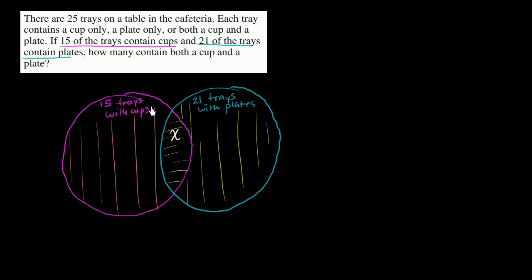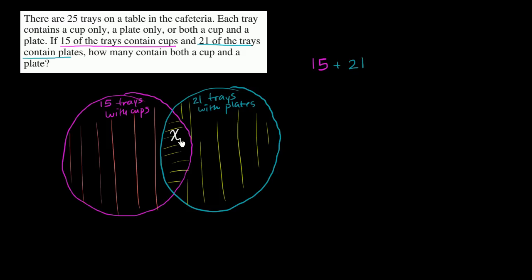So this whole set is both trays with cups only and trays with cups and plates. All of the ones with cups, there's 15. All of the ones with plates, there's 21. And we have x where we have both. What is the total number of trays that we have? Well, we could add the 15 trays, which is once again this entire set, to the 21 trays.